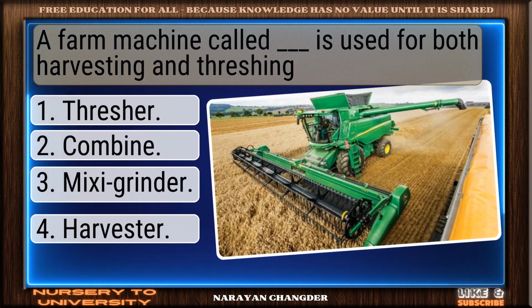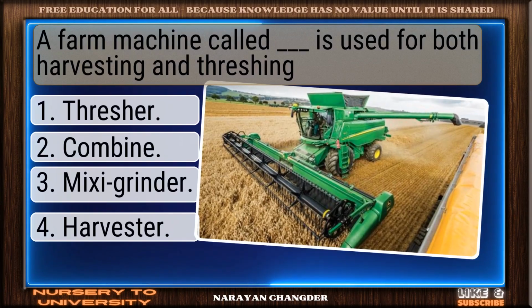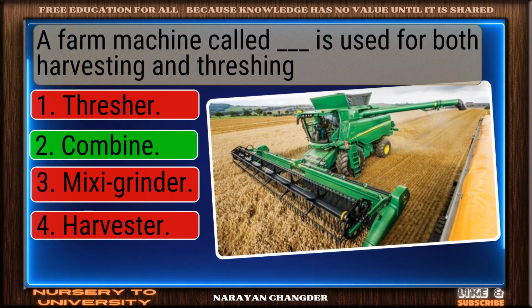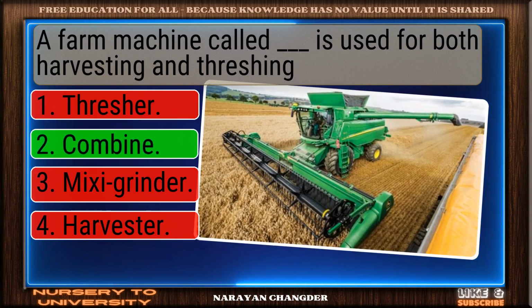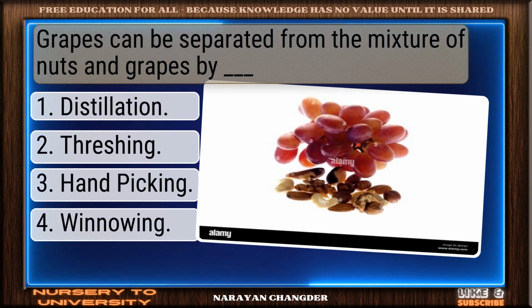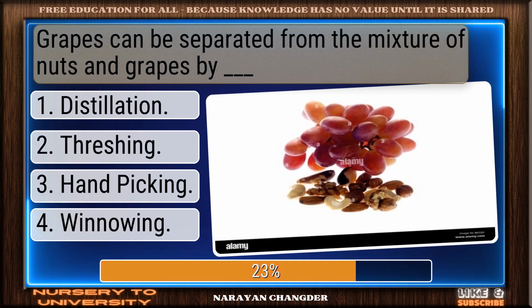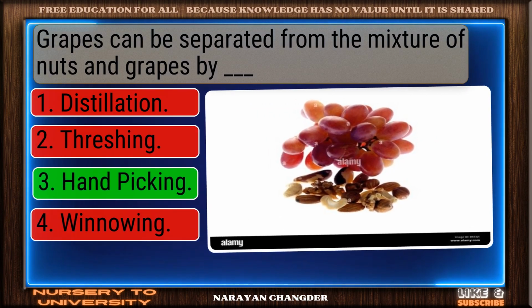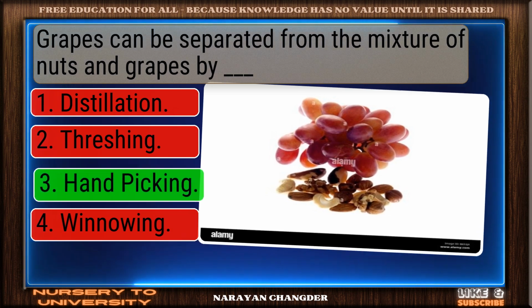A farm machine called the dash is used for both harvesting and threshing. Correct. Combine is the right answer. Grapes can be separated from the mixture of nuts and grapes by dash. Nice selection. Hand-picking is the correct and valid answer.